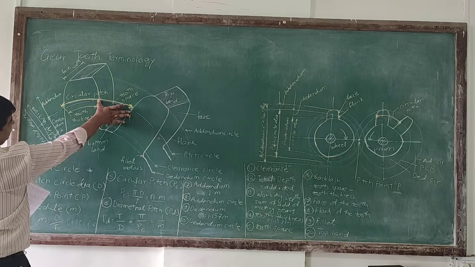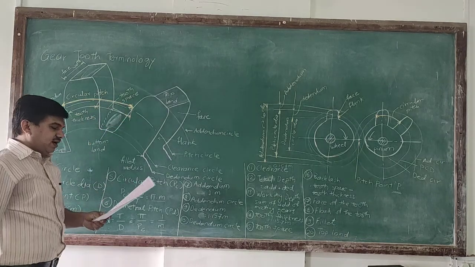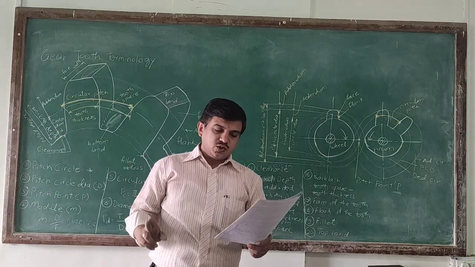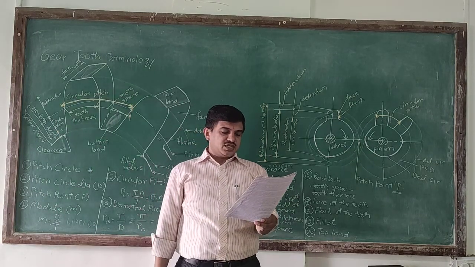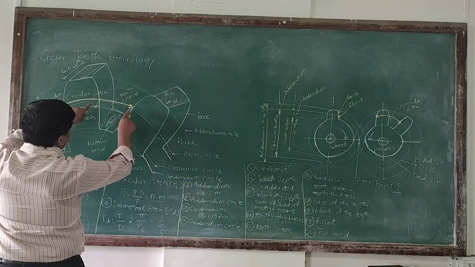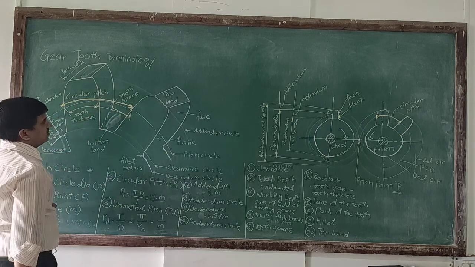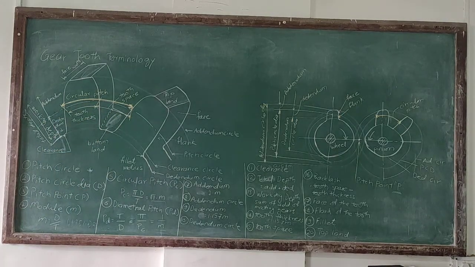Okay. Then tooth space. This is the tooth space. So what exactly is this tooth space? It is the space between two adjacent teeth measured along the pitch circle. Space between two adjacent teeth. या दोन टीथच्या आतमधली जी काही स्पेस आहे, that is nothing but the tooth space. Understood?